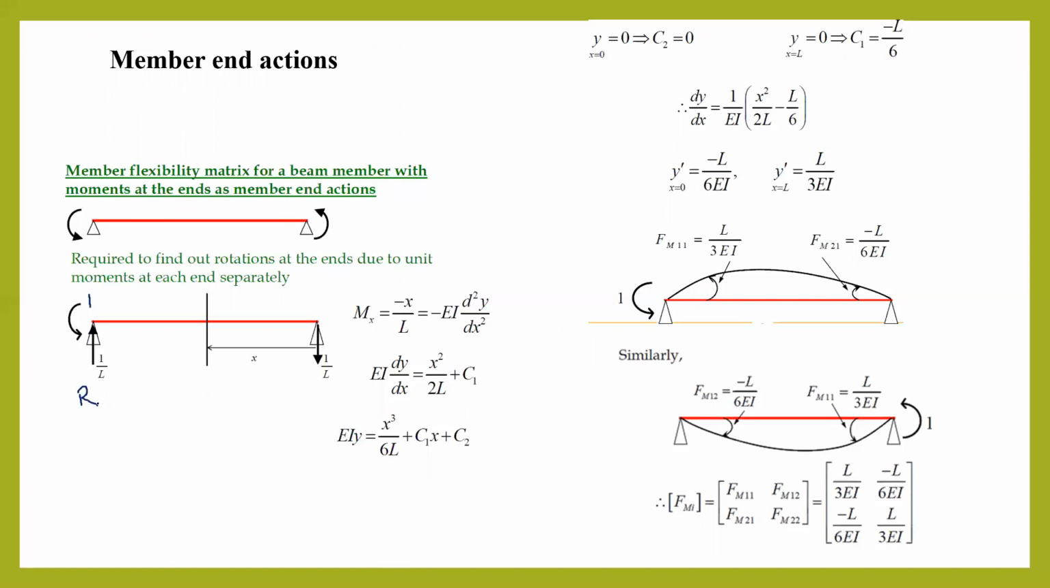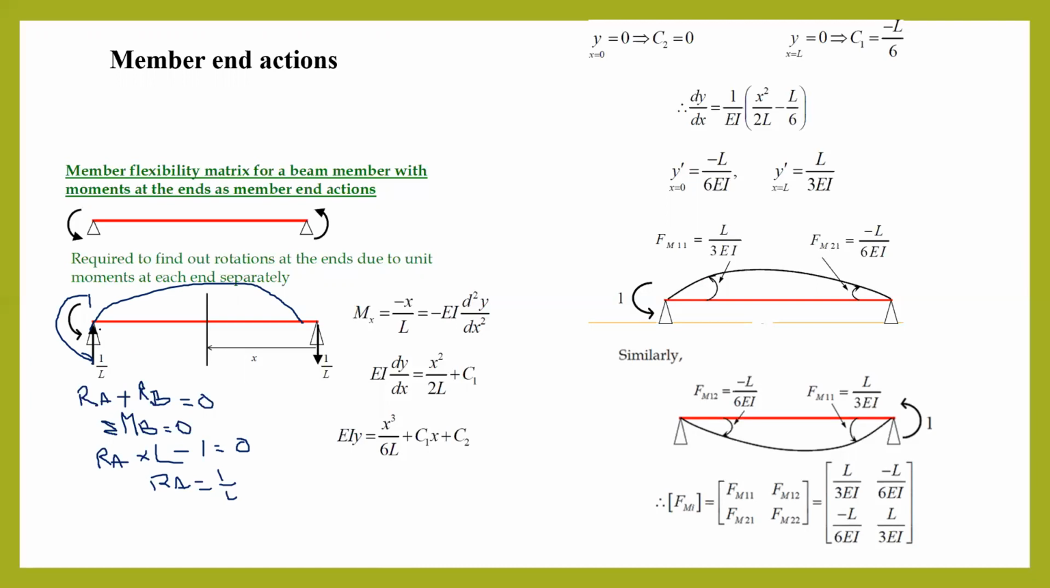So you have reactions RA. There is no load acting on the beam. Therefore, RA plus RB is equal to 0. Now taking moments about B, sigma MB is equal to 0. What we will get? RA into L, that is clockwise. Now this is anti-clockwise moment, minus 1 is equal to 0. So RA is equal to 1 by L.